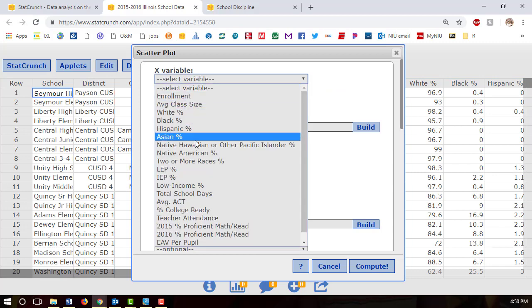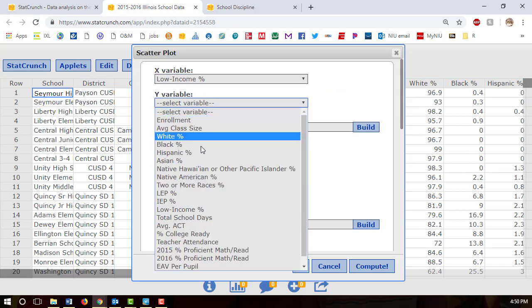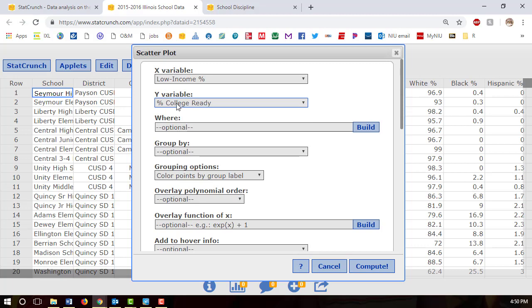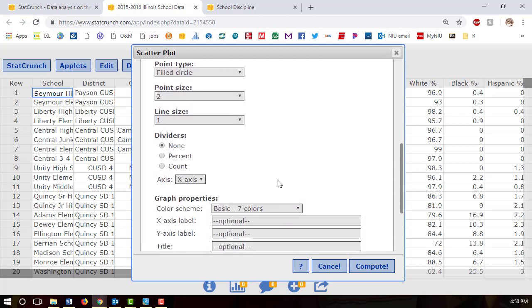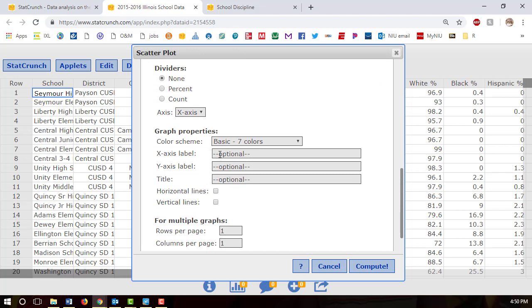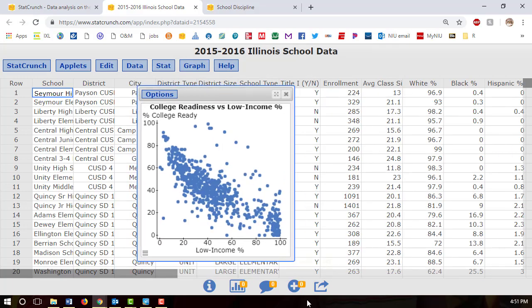We want to predict the percent college ready from the low income percent. So the percent college ready is the Y. And then we need a label. The x-axis and y-axis will be fine. And do a title, something like this. So college readiness versus the low income percent. Hit compute. There we go.